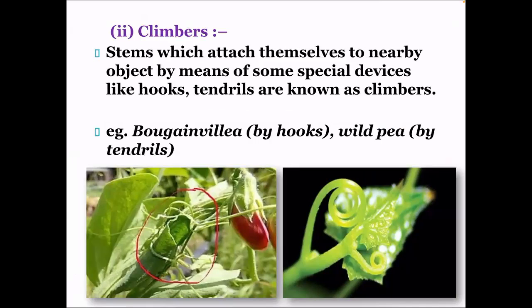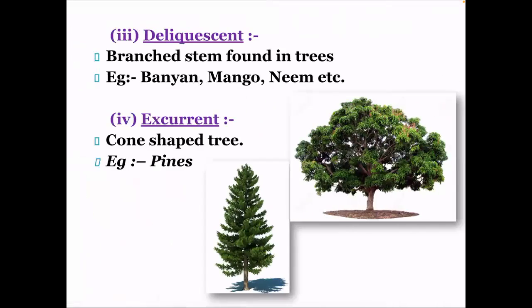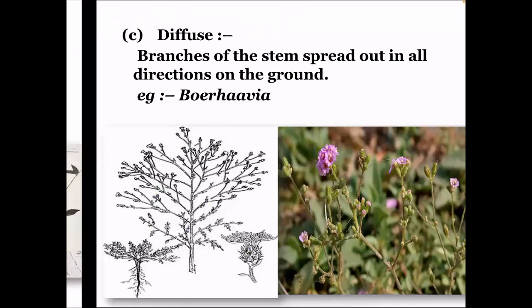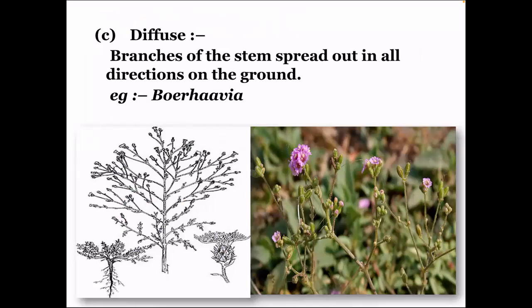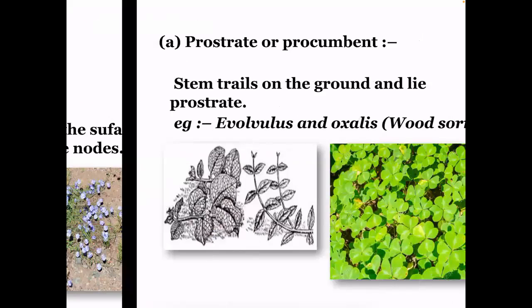Now, the climbers. A very common feature of a weak stem is the climber. Ready? What we have seen right now is the weak stem, right? The trailers are the first type. Trailers have three kinds: prostrate, decumbent, and diffuse. These three are types of trailer. Number one type of weak stem. Number two type of weak stem is the climber.